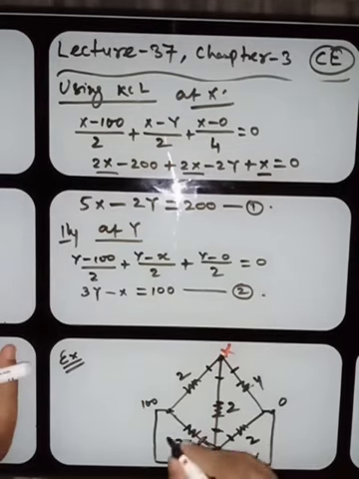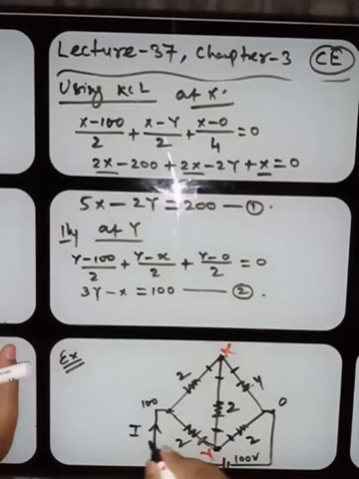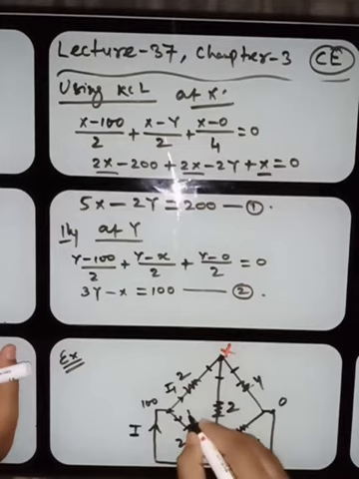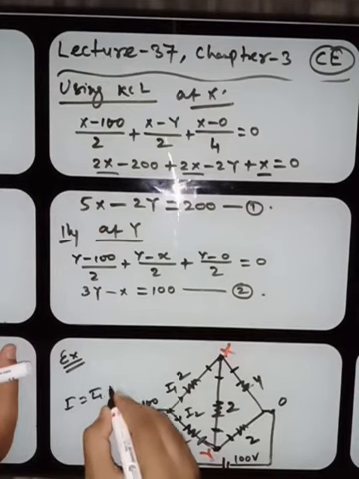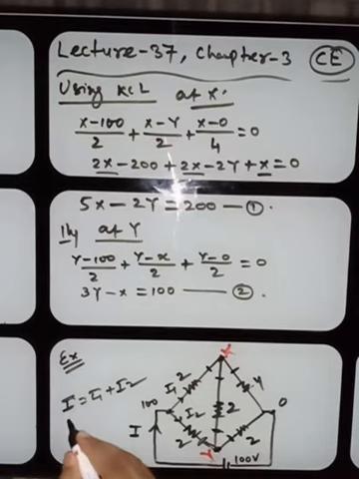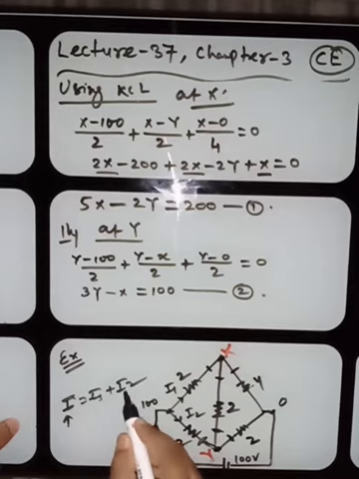Now the total current of the circuit from this one is, suppose, I1 and this is I2. Then could you write, my dear students, that this I is nothing but I1 plus I2? Yes. And this is the total current. If you are able to find the total current and you have the total voltage, could you find the total resistance? Yes. So the total current will be I1 plus I2.